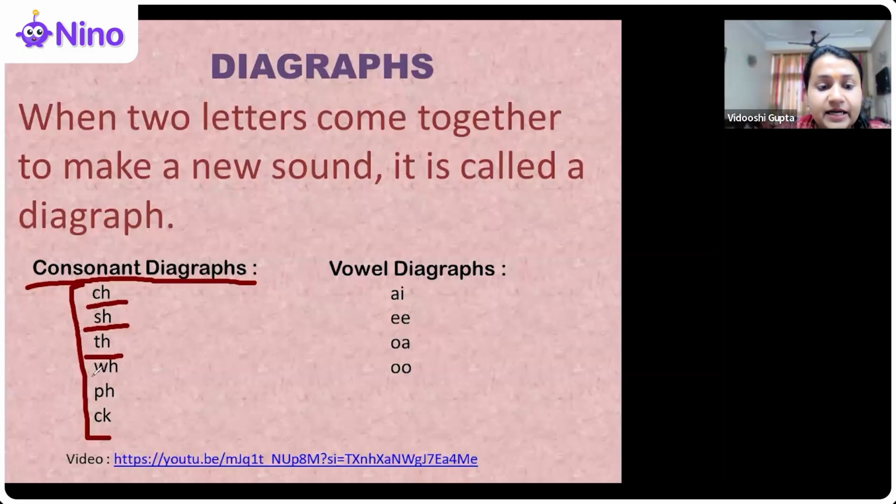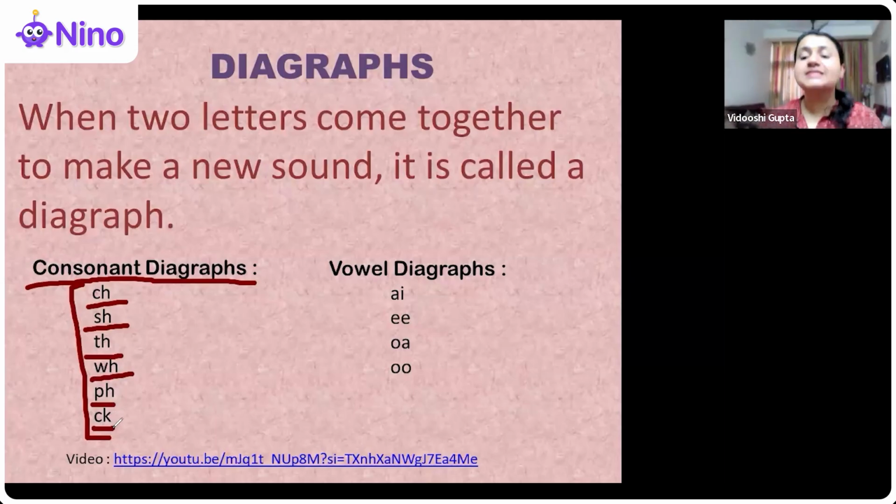Okay. Similarly, W and H coming together makes the new sound w, like whistle. Whistle. P and H coming together makes a new sound f, like phone. And C and K coming together makes the sound k.